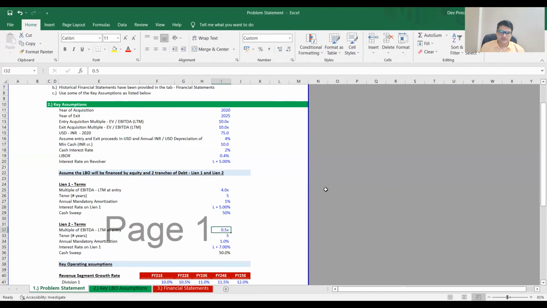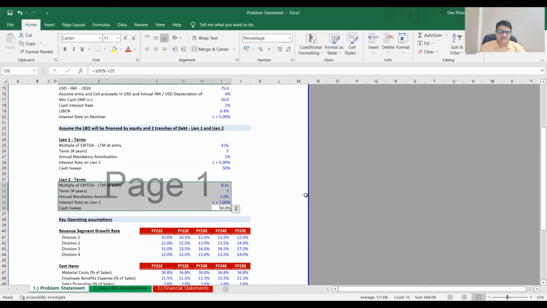Line 2, what are the terms? Okay, the terms are different, but essentially it means the same thing. So this is 0.5 turns. So out of the 10 lakhs, almost 50,000 bucks is being paid for using this line of credit. 5 years, annual mandatory amortization 1%, interest rate L plus 7, cash sweep of 50. So whatever excess cash is there in the business, 50% will go to paying down whatever balance of this tranche of debt is left. And the remaining 50 will go down to paying this tranche of debt each year.